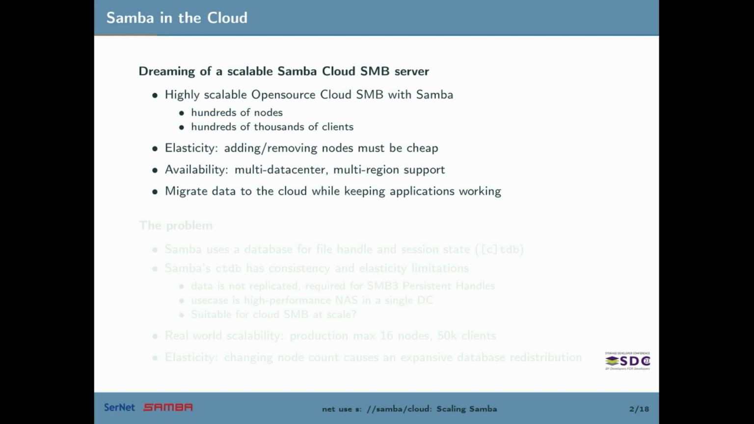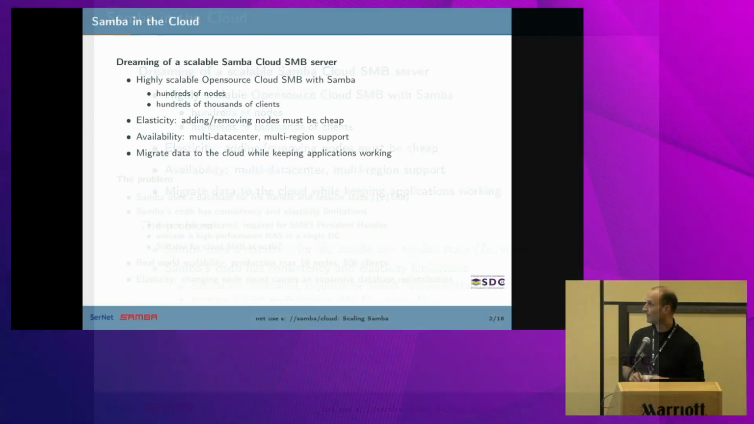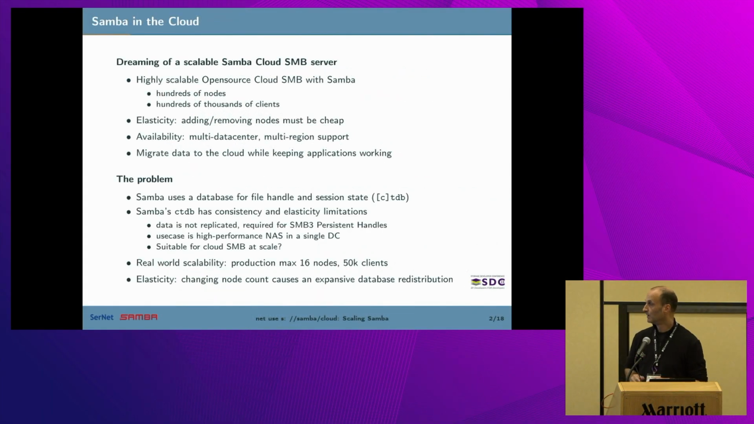So the question is, is this something that we can achieve with current Samba, or what do we have to tweak and change? In this presentation, I will try to look into what are the specific bits in Samba currently that are maybe not really suitable for the kind of elasticity and availability requirements that you have in the cloud.